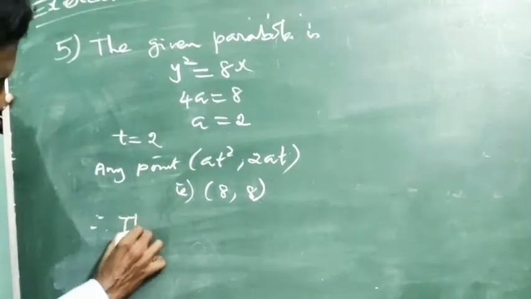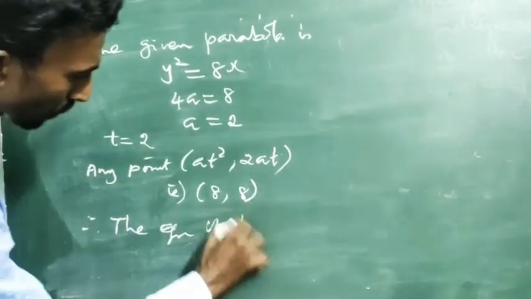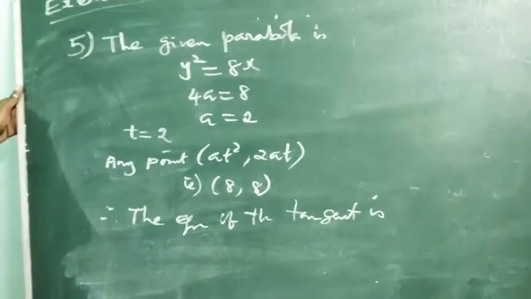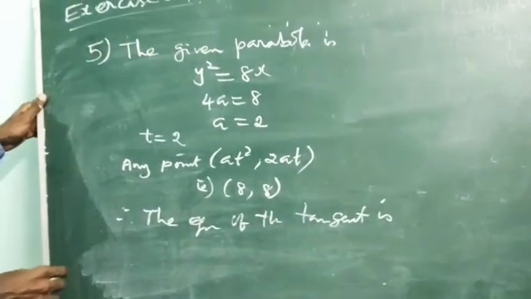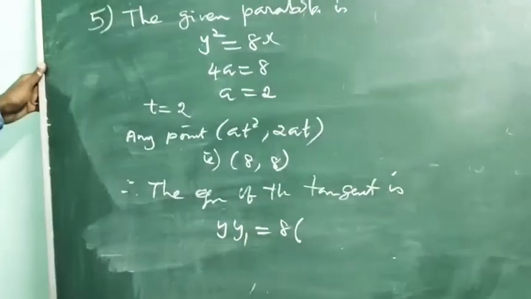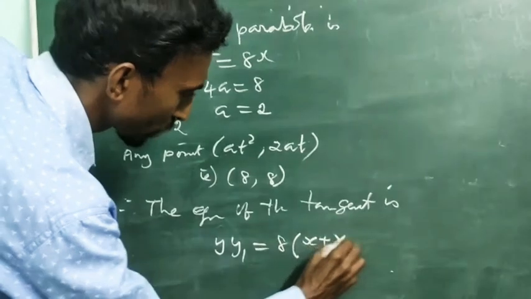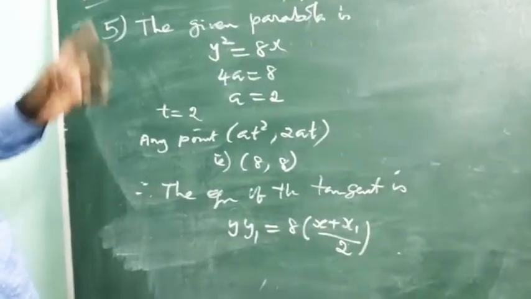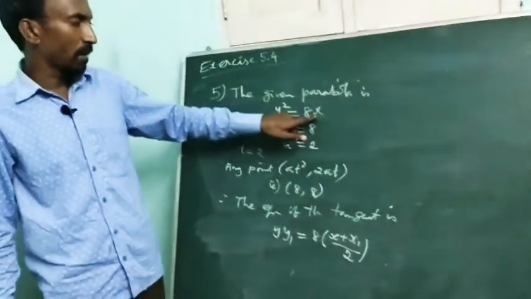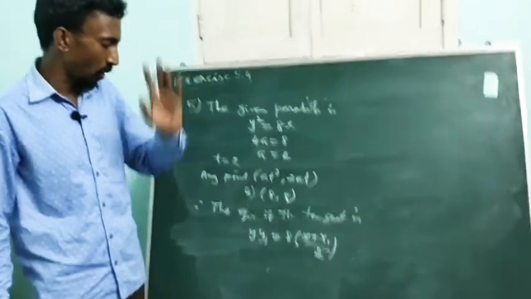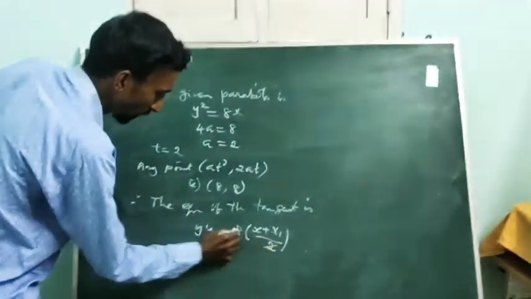Therefore the equation of the tangent is, as already told, the replacement method. Y square term is replaced by y1, and 8 into x is replaced by x plus x1 by 2. Once again I am repeating: if x square term is present, it is replaced by x1; y square term by y1; x term means x plus x1 by 2; y term means y plus y1 by 2. Follow that replacement procedure.